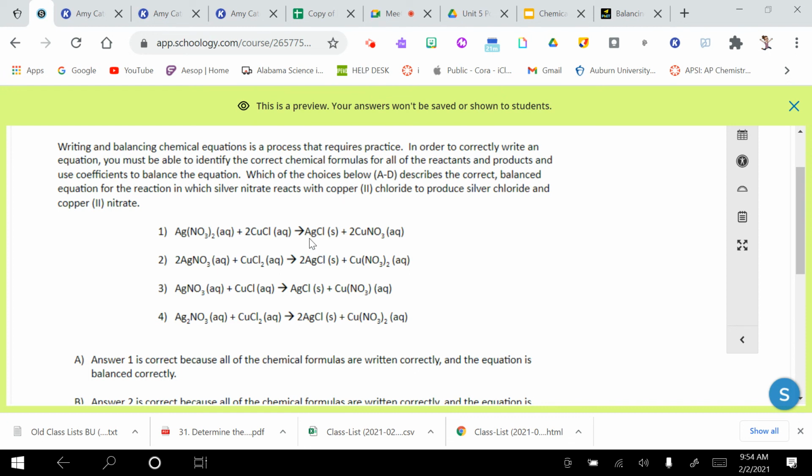What is AQ? It means it's dissolved in water. It has nothing to do with balancing the equation. Just throw it away. Forget it's there. It doesn't mean really anything. Just look and see if it's even. Just look and see if you have the same thing on both sides. Do we just say which one's even? Yep.